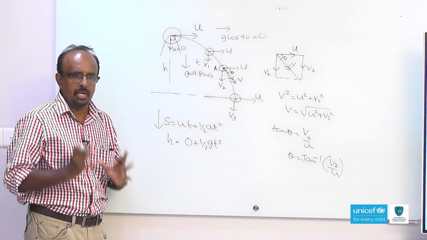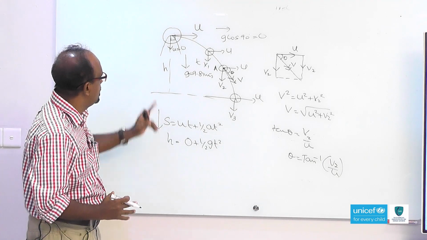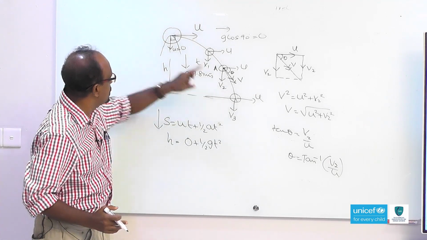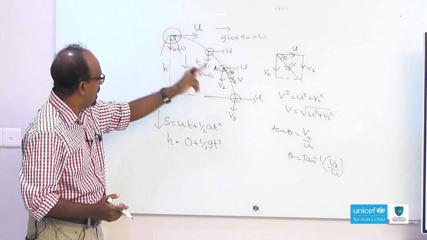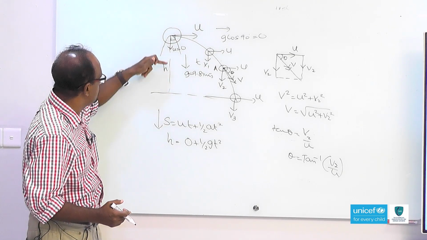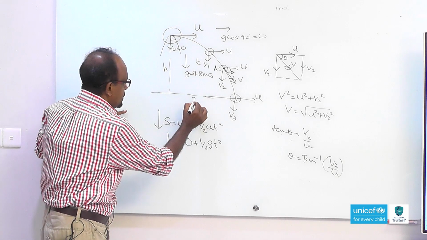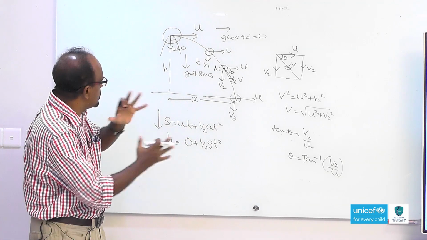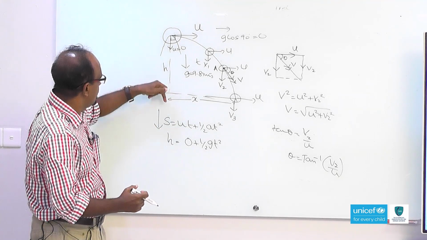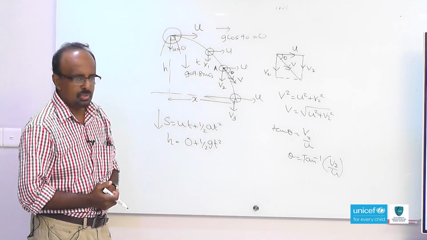In these projectiles, it is very important due to this motion. You can see when the body moves in a curved path, vertically it is moving h and horizontally it is moving x. You can see the motion. So the vertical motion is there, and the horizontal motion is also there.